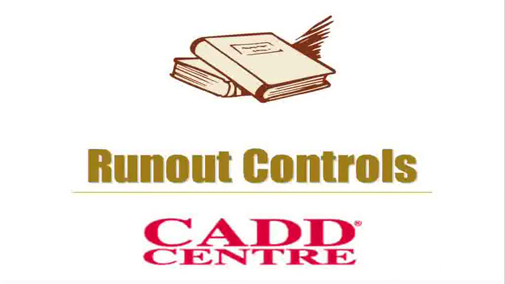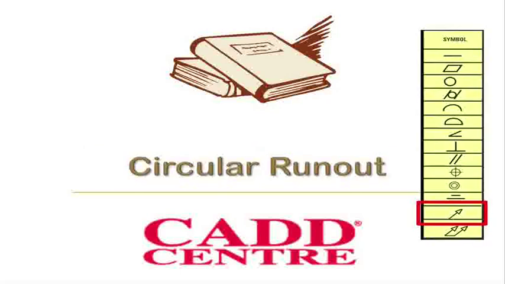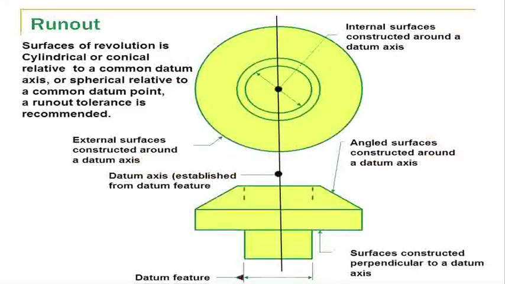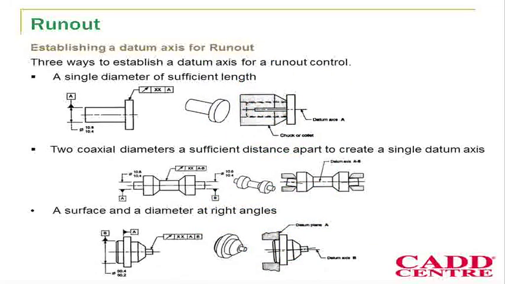The runout can be classified into two: circular runout and total runout. The circular runout is represented with the symbol as shown. A circular runout is a combination of symmetry and circularity. The difference between a circular runout and a total runout is that a circular runout will check only one point on the surface, whereas the total runout will check the complete cylindrical geometry. Or we can say the total runout is a combination of cylindricity and symmetry. The following picture shows how the runout can be applied.